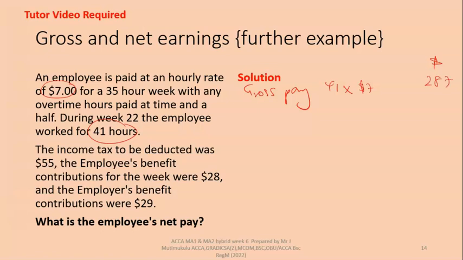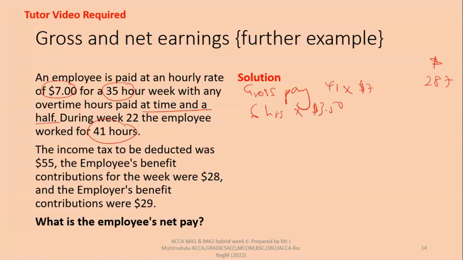Then we're also told that this guy's normal week is a 35-hour week. So the excess is 41 minus 35, that's 6 hours. Okay, 6 hours. This should be the overtime. 6 hours multiplied by $3.50. Okay, we are given this statement that overtime is paid at time and a half.